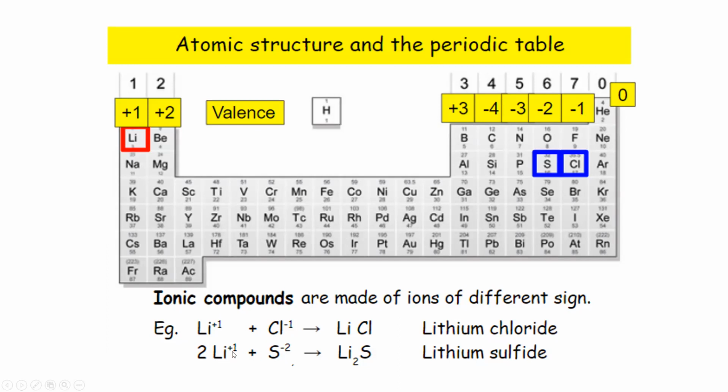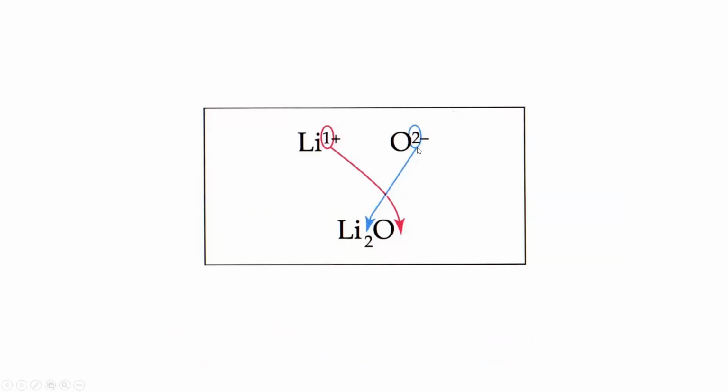But if lithium can only lose 1, we're going to need a second lithium there. So the formula would just be Li2S. And if we look at something similar with oxygen, we can see what's known as the crisscross method.